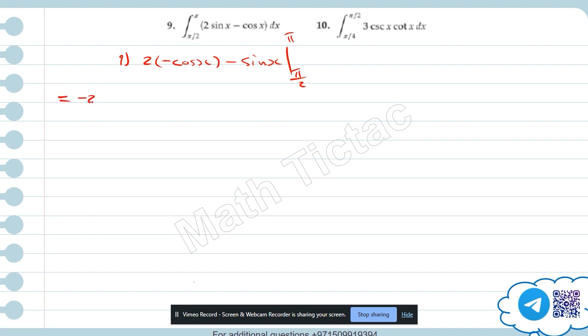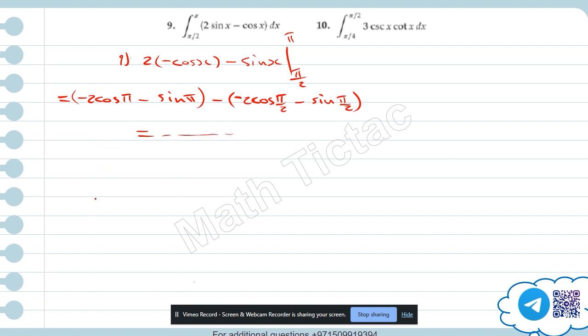So this is equal to minus 2 cosine pi minus sine pi, minus 2 cosine pi over 2 minus sine pi over 2, and all you have to do is just find the final answer.